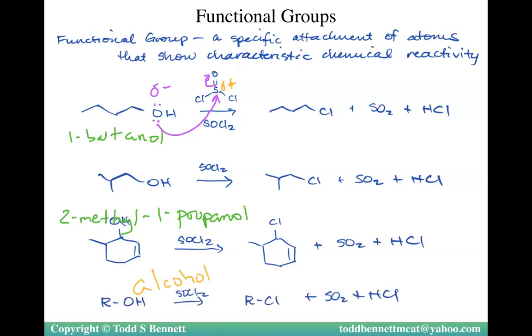So in general, I'm going to tell you that an alcohol, ROH, is going to form alkyl chloride, SO2, and HCl when you react with SOCl2. So alcohols can undergo this reaction. So it's a so-called functional group.